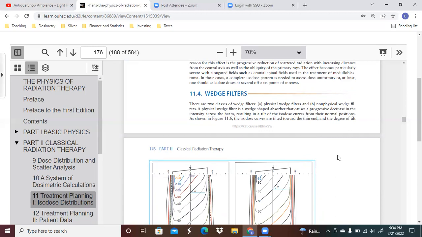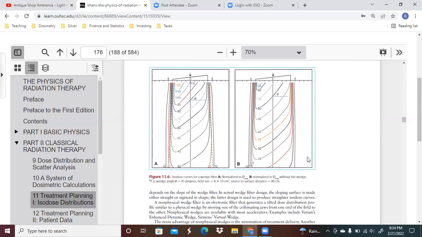But the EDW will only work in the Y direction. Now, why would you need a wedge? In many cases, what you're looking at as far as a wedge, you are looking at something that needs to be able to tilt the isodose lines. In other words, you want to be able to have them slanted such that maybe one area can get more dose at the expense of another area.